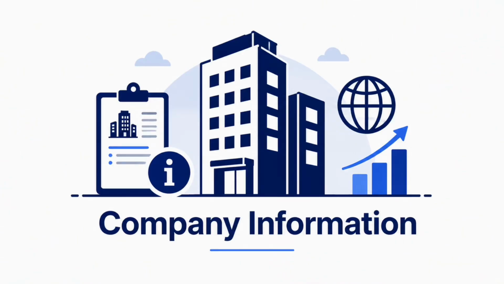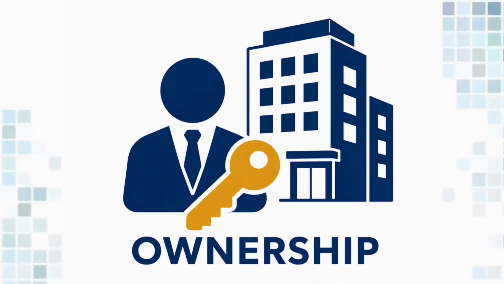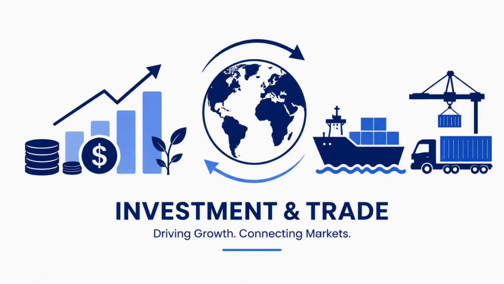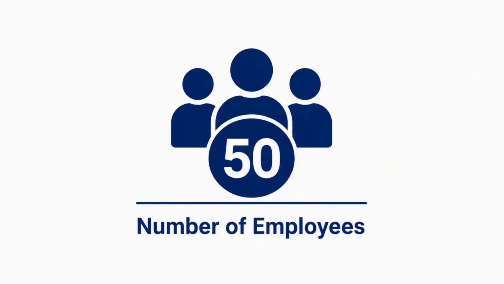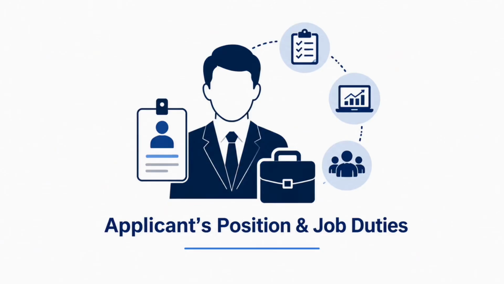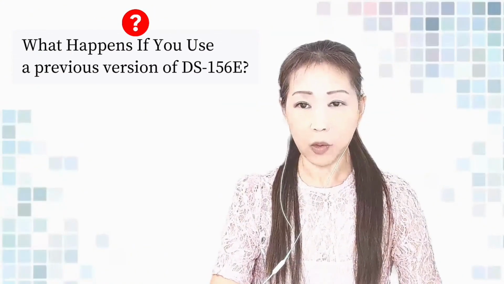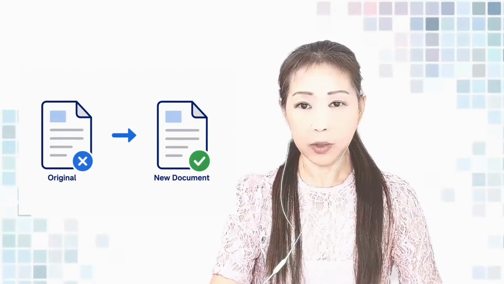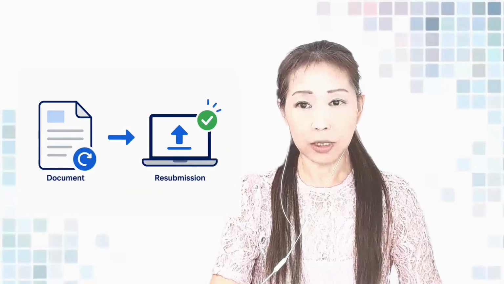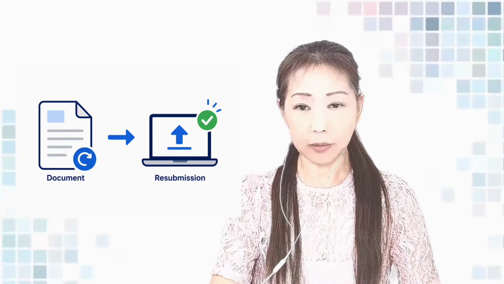The form asks for details such as the company's basic information, ownership structure, investment or trade activities, number of employees, and the applicant's position and job duties. Using a previous version of the form may lead to a request to replace or resubmit documents later.